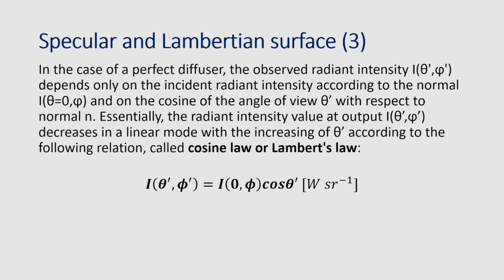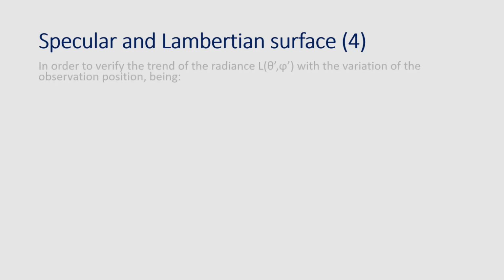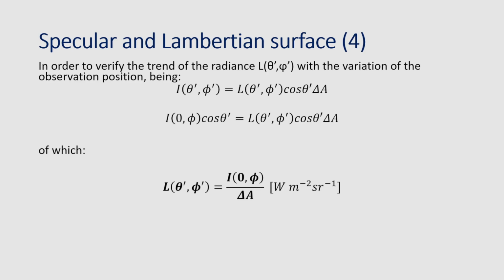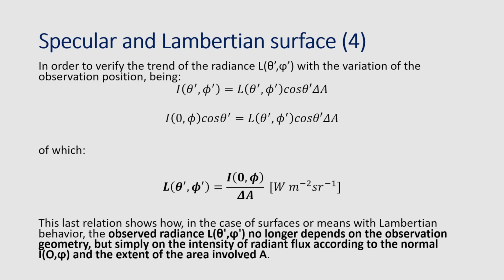Specular and Lambertian surface, 4. In order to verify the trend of the radiance L(θ, φ) with the variation of the observation position, being. This last relation shows how, in the case of surfaces or media with Lambertian behavior, the observed radiance L(θ, φ) no longer depends on the observation geometry, but simply on the intensity of radiant flux according to the normal I(0, φ), and the extent of the area involved A.